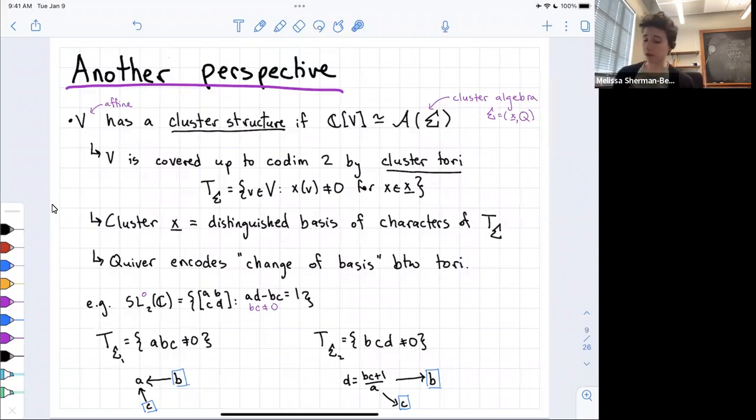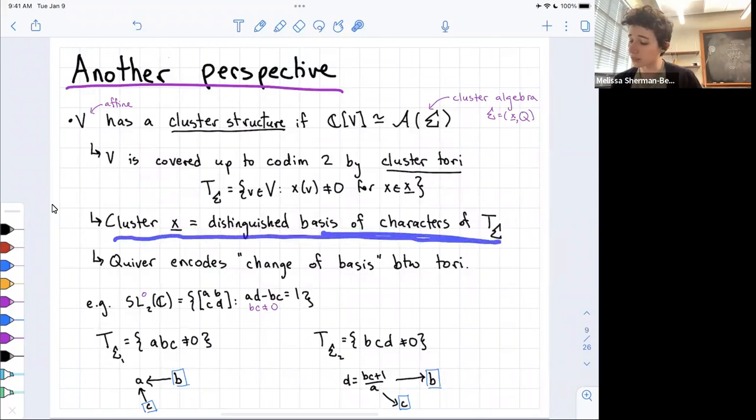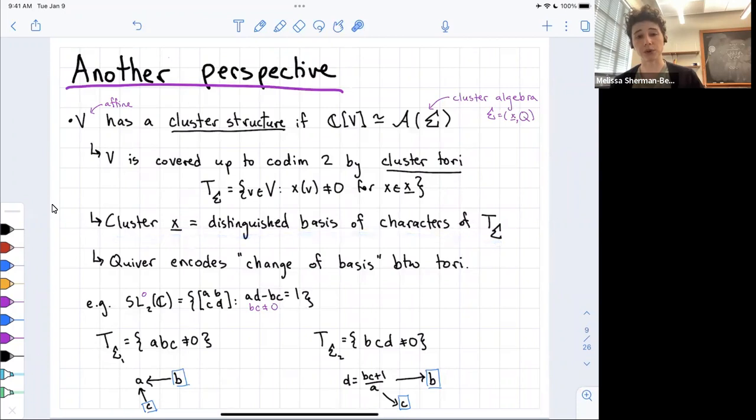If someone hands you one of the cluster tori and you want to recover the cluster, what you're really doing is picking a distinguished basis of characters of your torus. You need to pick them carefully, because you want to pick a basis of characters for each of your tori, and you need the bases to be compatible. So each cluster gives you a distinguished basis of characters of your torus, and you're choosing them all at once so they're compatible in some nice way.